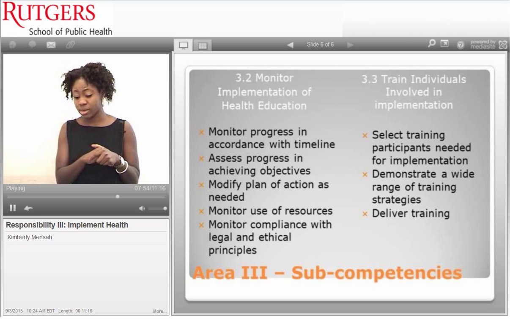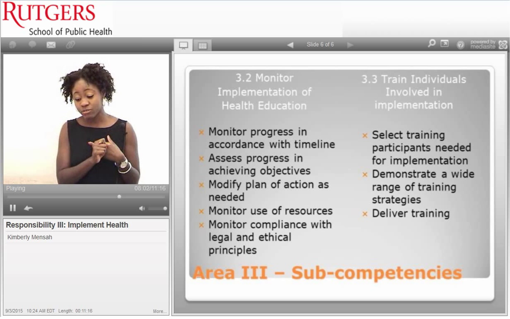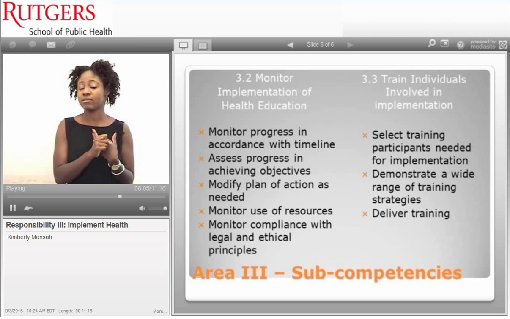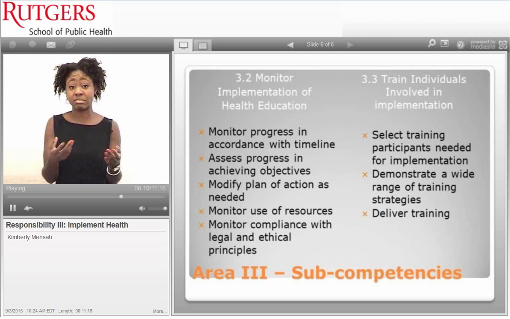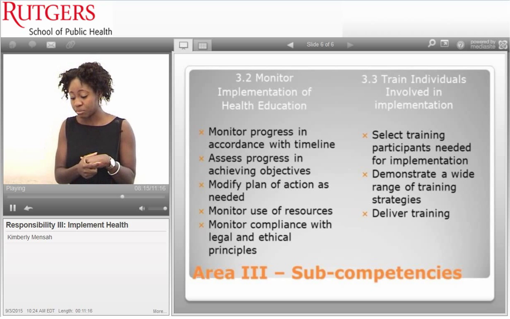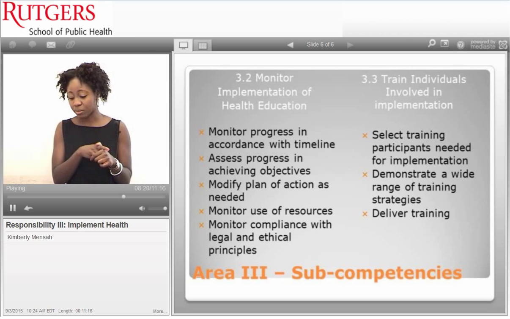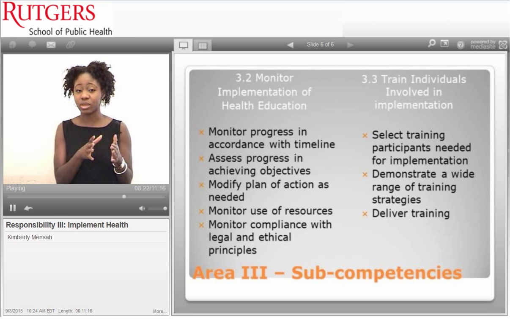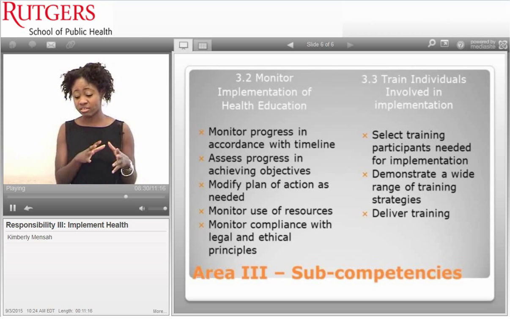Also part of 3.2 is monitoring compliance, legal and ethical principles. So during your program, are you following legal liabilities? A great example of this is if you have children in your program, do you have parental consent to maybe take pictures or to take footage? Another thing to be aware of when monitoring our program is following rules and regulations. So following building codes, for example, noise levels, room capacity. These are all things to take into account.